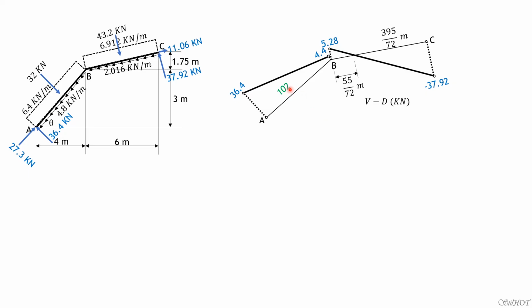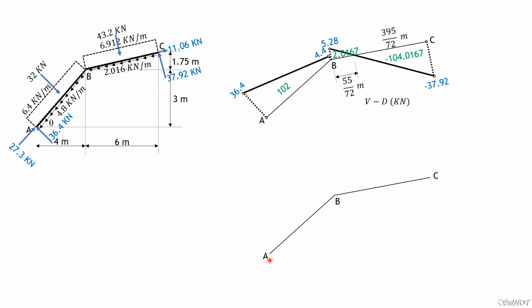So this area is the area of this trapezoid. It's 102. One half of 36.4 plus 4.4 times 5 is 102. Then this area is one half of 55 over 72 times 5.28. It's 2.0167 kilonewton meter. So this area is negative one half of 395 over 72 times 37.92. That's negative 104.0167. So we are now ready to construct the moment diagram.